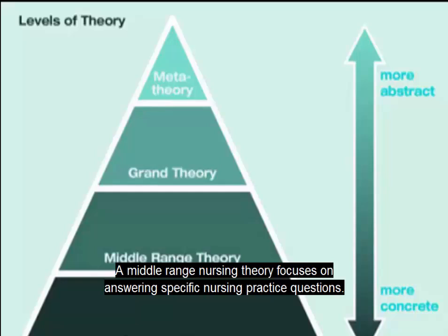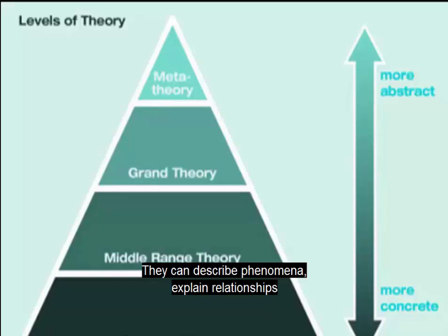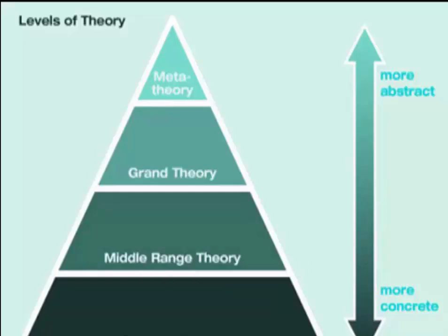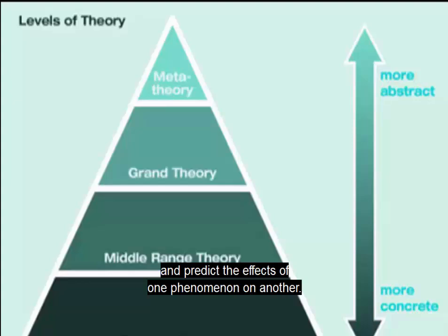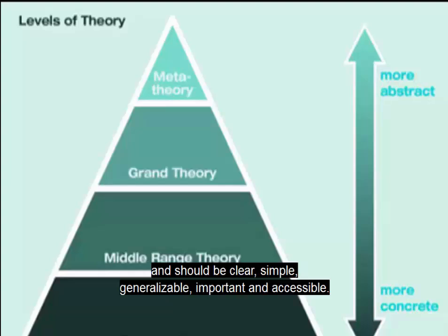A middle-range nursing theory focuses on answering specific nursing practice questions. They can describe phenomena, explain relationships, and predict the effects of one phenomenon on another. Nursing theories in general are built on adaptive scientific theories and should be clear, simple, generalizable, important, and accessible.